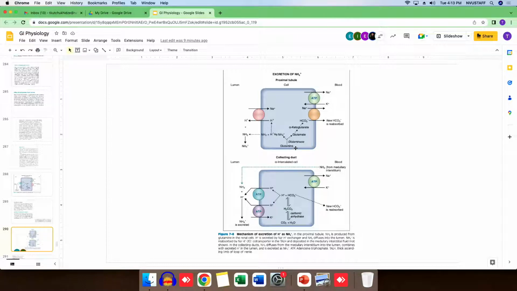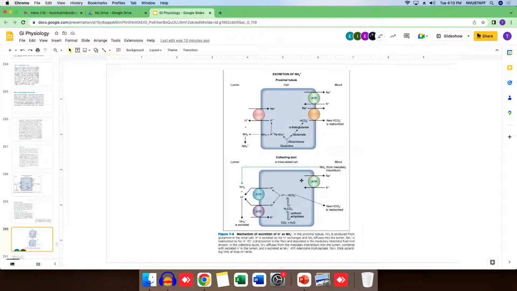So when we degraded glutamine with glutaminase to NH4, we also got glutamate, right? Removing NH4 gives us glutamate, and glutamate is converted into alpha-ketoglutarate, which is then degraded until bicarbonate, and bicarbonate goes outside with the sodium bicarbonate co-transporter, and we also have the sodium potassium pump. This is how we get NH4 outside the cell into the lumen from the proximal convoluted tubule.